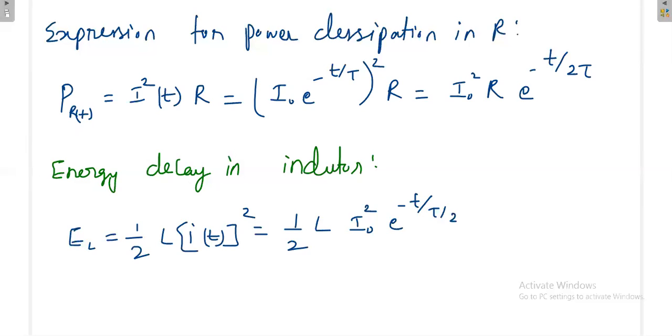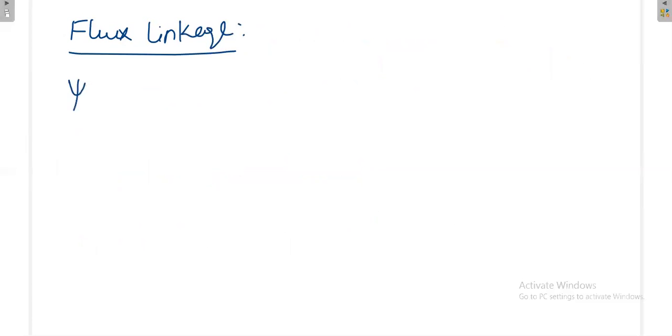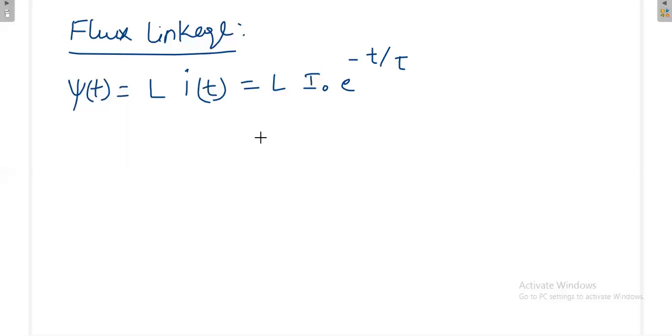What is the flux linkage? As long as some current is there across the inductor, some flux will be there. The flux at any point of time in the inductor depends on the inductance value and the current flowing, that is Li. So that means L I naught e power minus t by tau. Initially the flux will be high. As time progresses, the flux will decrease, because the current and the energy in the inductor will decrease. That's why finally the current through the inductor also will decrease. The unit is Weber-turn.